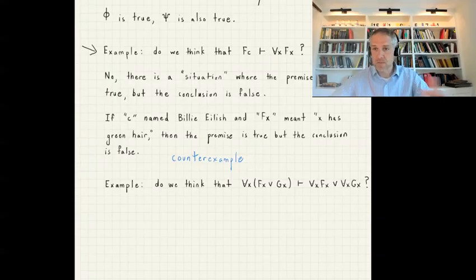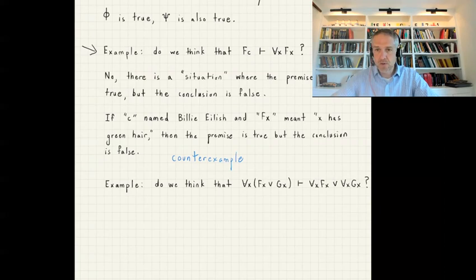So the goal in the second bit of this lecture will be to say, here's a very precise way you can present to somebody a counterexample, and there'll be no dispute that it is a counterexample. It's a case where the premise is true and the conclusion is false. Okay, so let's talk about one more example from an intuitive level.